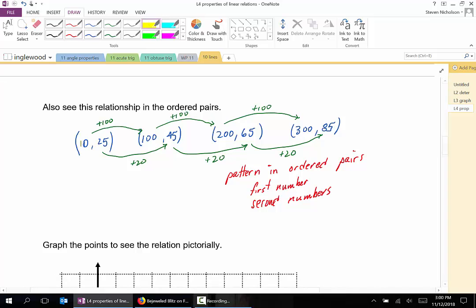And again, here's what I mean. Here's our first numbers, there's a pattern. And here's our second numbers, that's a pattern. So this is like x comma y, there's a pattern.